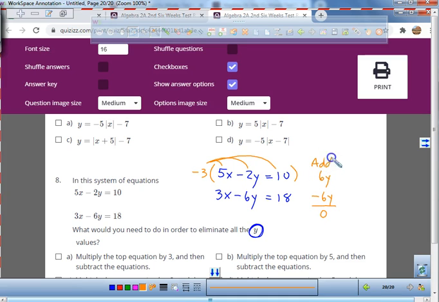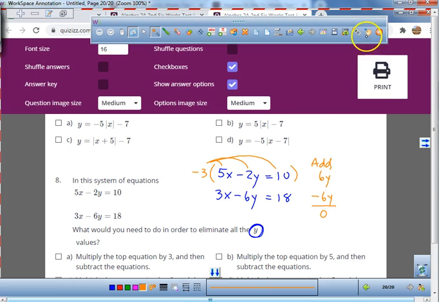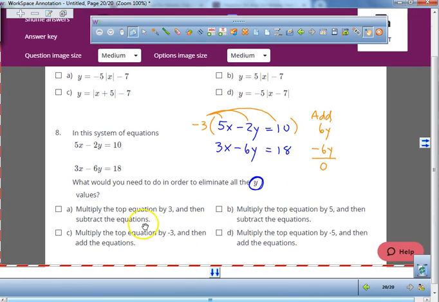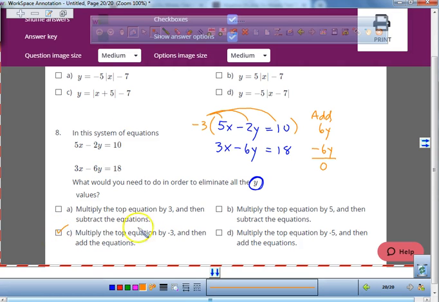If we multiplied and then what? Added. So on this one, if you take a look at it, it says multiply the top equation by a negative 3 and then what? Add the equations. So that would be one of my answer choices.